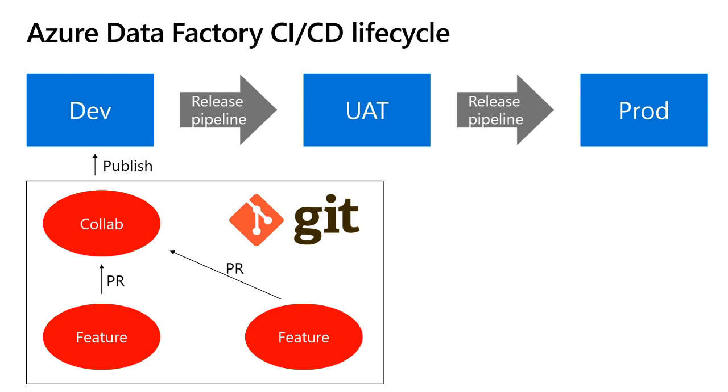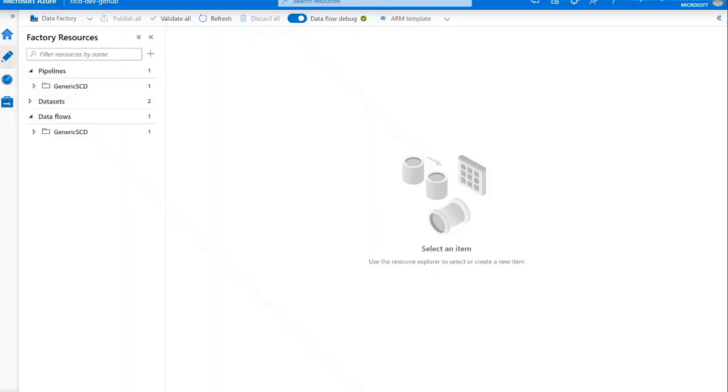release pipelines as well. In these demos, I'm going to be primarily demonstrating what this looks like in a GitHub context, and what we're doing today is focusing specifically on the Git integration, the creation of feature branches, and merging them back into collaboration. So let's go ahead and take a look at what that looks like.